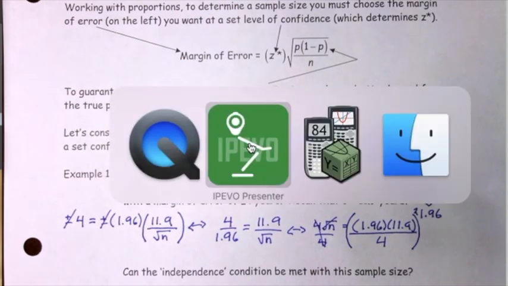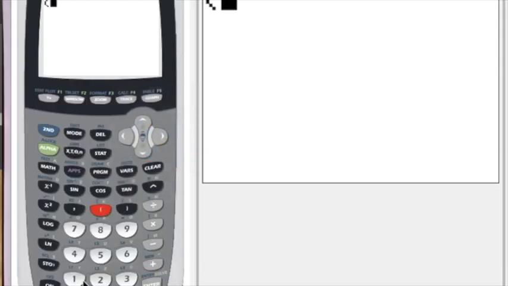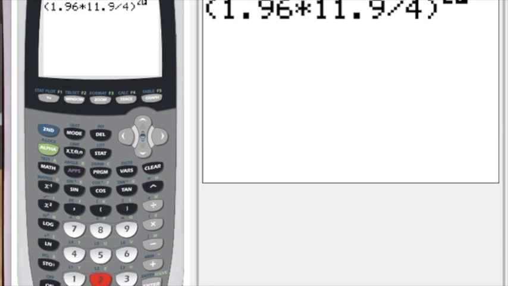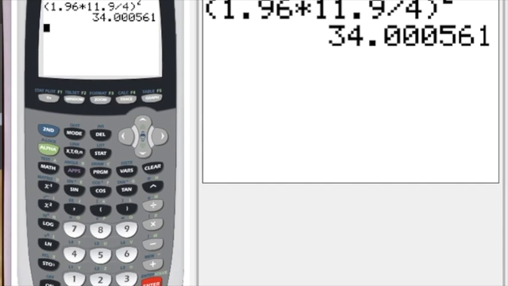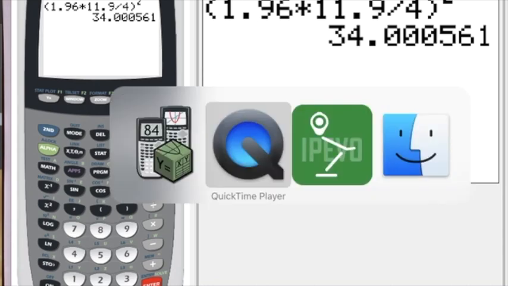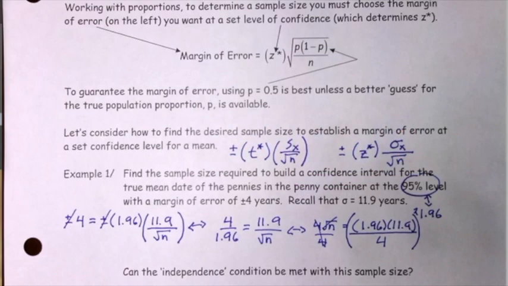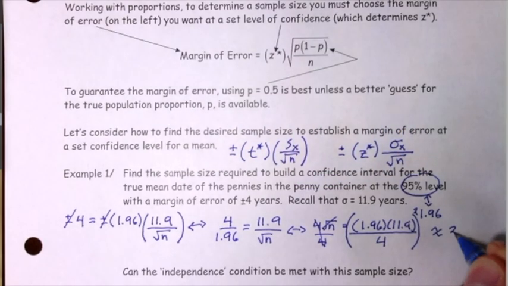So we'll put that in the calculator here. We'll take the 1.96 times our best guess at the population standard deviation, which we actually know is 11.9. We'll divide by the margin of error of 4, and that's the expression that we need to square. What's important to recognize here is I really don't want to round this to 34. To guarantee that margin of error, I need that very small amount that remains in that decimal. So you should always round your sample size up in order to guarantee that particular margin of error. So this really needs to be rounded up to 35.